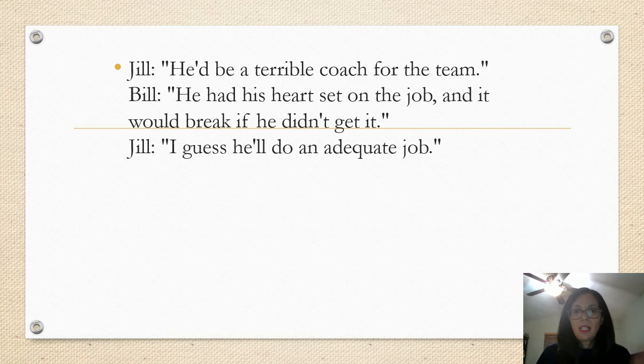Jill says he'd be a terrible coach for the team. Bill argues he has his heart set on the job, it would break his heart if he didn't, and convinces Jill as a result. So we're trying to pull heartstrings here, so this is use of appeal to pity.